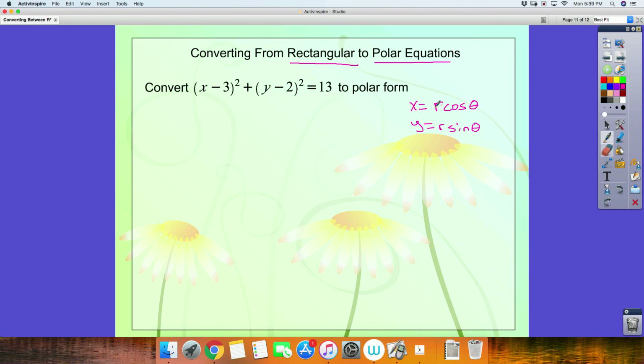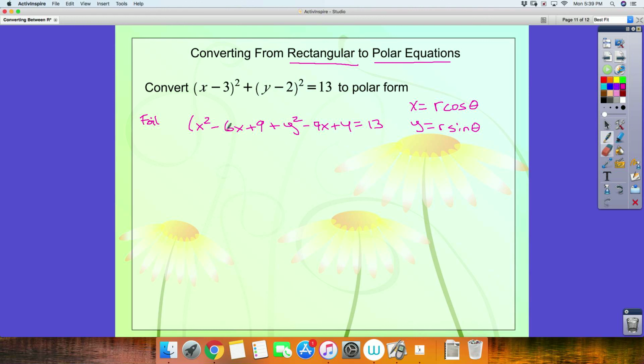So you may want to go ahead and jump right in and try throwing the r cosine theta in at first. But I wouldn't advise that since we have parentheses with a squared. What I would do first is use FOIL and multiply these out. If we do that, we get x squared minus 6x plus 9 plus y squared minus 4y plus 4 equals 13.